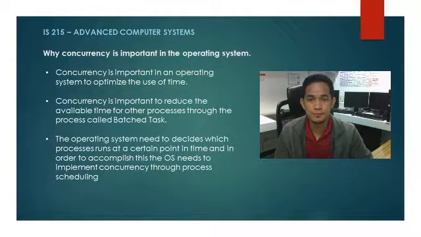Why is concurrency important in an operating system? Concurrency is important in an operating system to optimize the use of time, because the processor performs instructions at a rate thousands of times faster than external devices and millions of times faster than human beings respond. Concurrent processing optimizes the use of the processor's time by eliminating idle time in the processor.